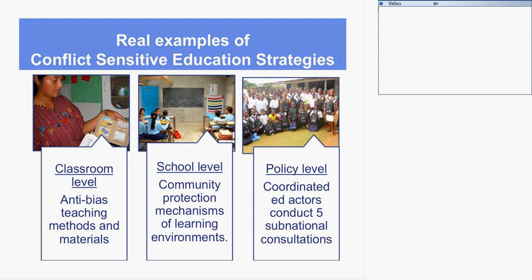And a third example of a conflict-sensitive education strategy at the policy level, in Liberia, a recent conflict analysis showed that control of power was preventing communities from rural areas from participating in decision-making processes, fueling conflict. So a coordinated group of education actors decided to collect opinions and manage five consultations around the country, beyond the capital city, to allow for a wide range of voices regarding the relationship of education with peace building. And then later they used these five consultations to inform the design of the education program.